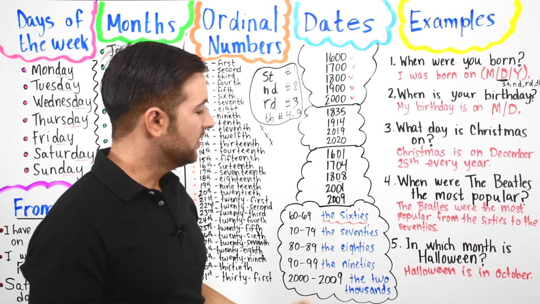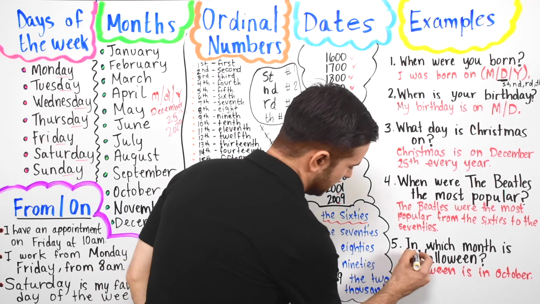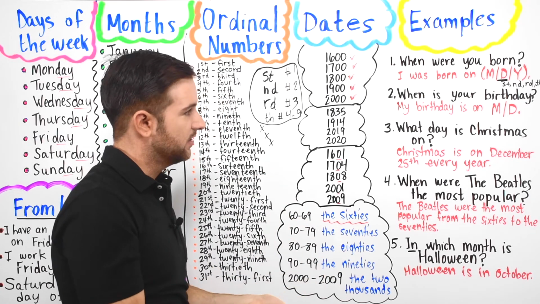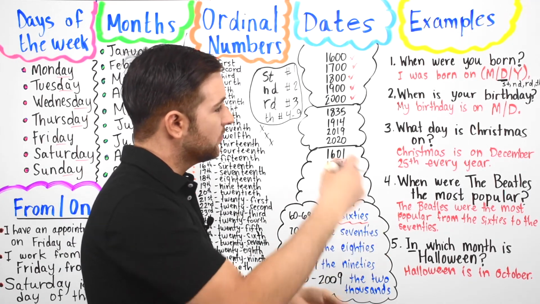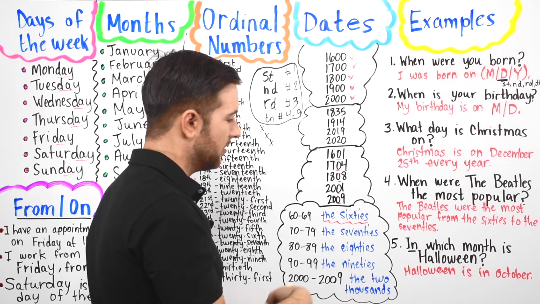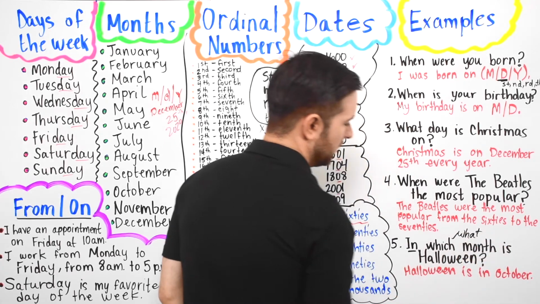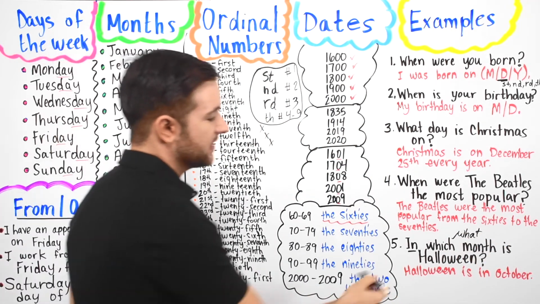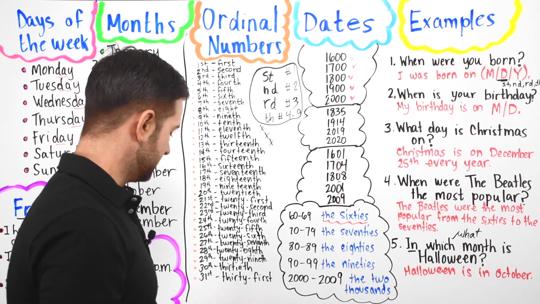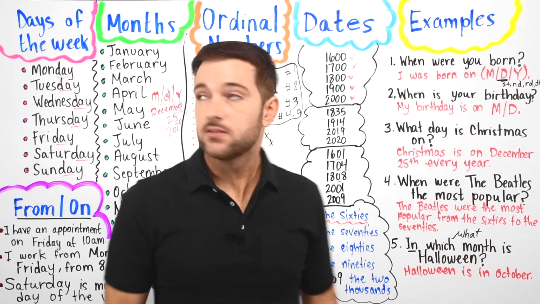Number 5 says, in which month? So notice we're talking about, in what month is Christmas? In which month is Christmas? In which month is Halloween? In what month is Halloween? If you don't want to use which, you could say what. In which month is Halloween? Which sounds better, I think. Halloween is in October.